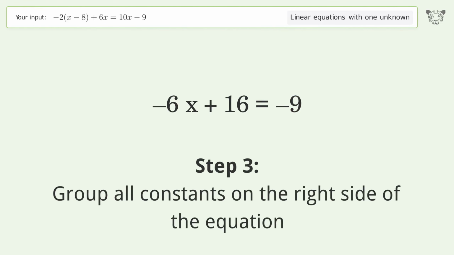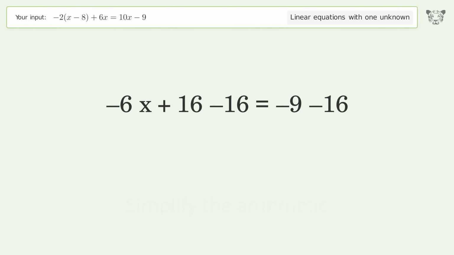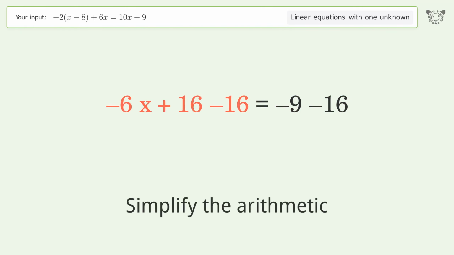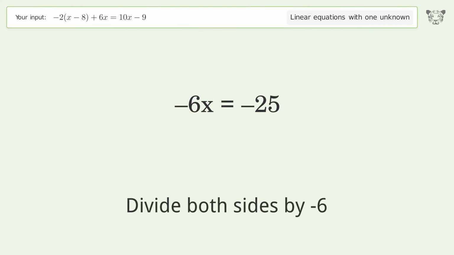Group all constants on the right side of the equation. Subtract 16 from both sides. Simplify the arithmetic. Isolate the x. Divide both sides by -6.